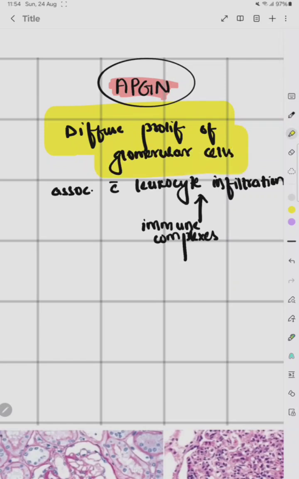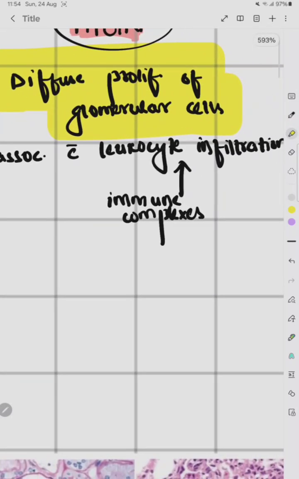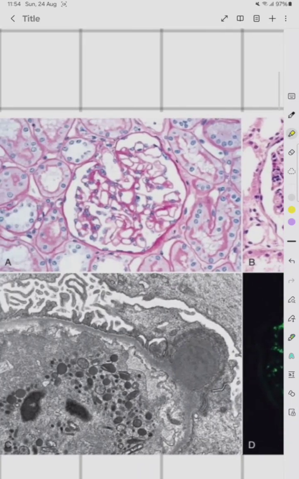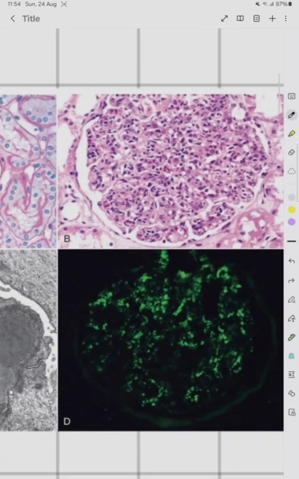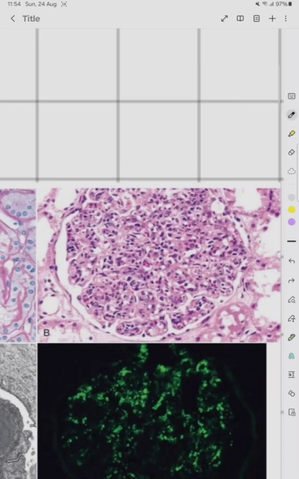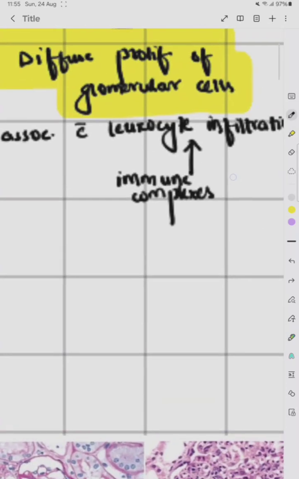So the proliferation would be of the glomerular cells and leukocytes. Technically, this causes hypercellularity, which you can visualize very well. Adjacent to this is the normal glomerulus, which is normocellular. Now you can see that there is a lot of cellularity here. I'll discuss it in morphology in more detail. In a nutshell, this glomerulus is hypercellular.